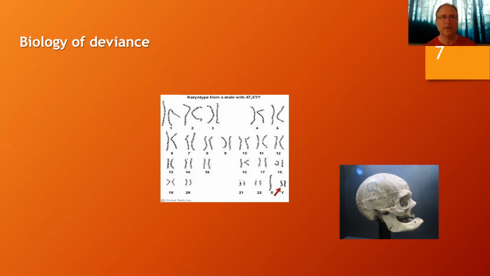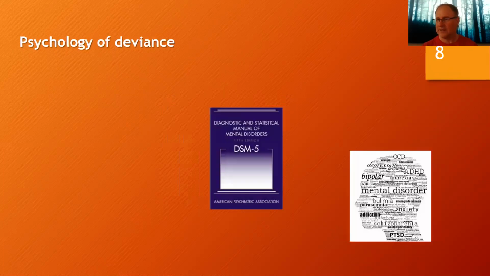The psychology of deviance. In psychology, the focus will be on abnormalities in individual personalities, leading to things like antisocial, borderline, histrionic, and narcissistic personality disorders. More information about these disorders can be seen in the American Psychiatric Association's Diagnostic and Statistical Manual of Mental Disorders.